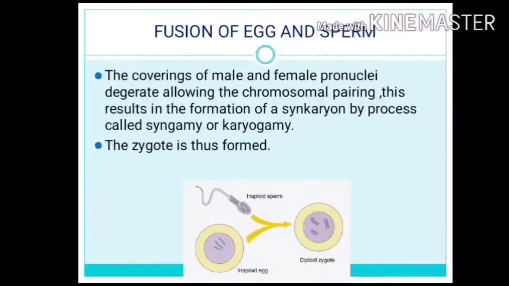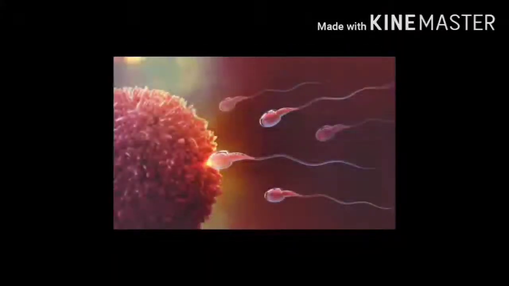Then, fusion of egg and sperm. The coverings of the male and female pronuclei degenerate, allowing chromosomal pairing. This results in the formation of the synkaryon by the process called syngamy or karyogamy. The zygote is formed. The proximal centriole received from the sperm helps in the formation of the synkaryon spindle and cleavage of the cell into two blastomeres.